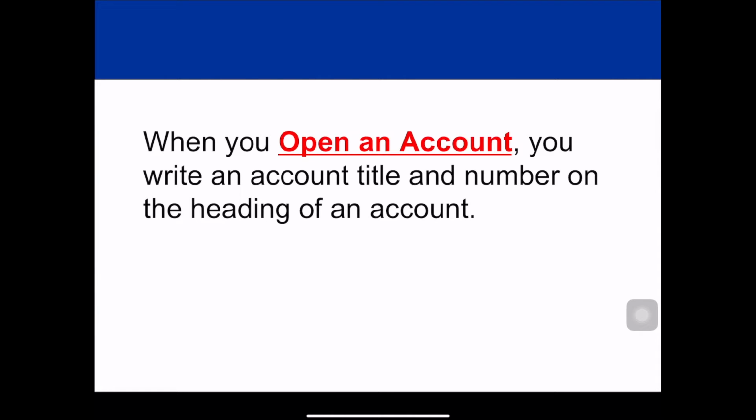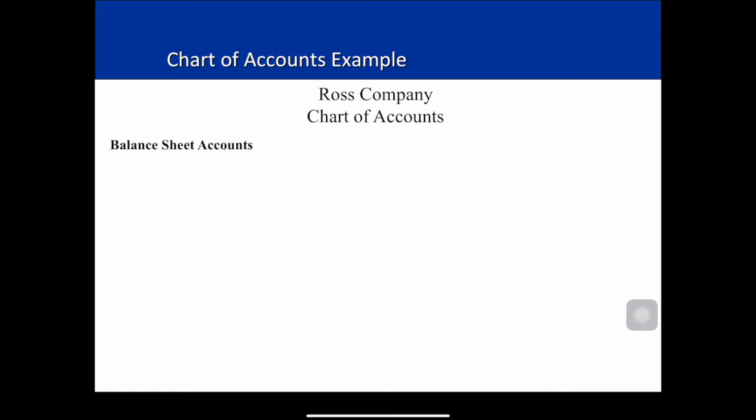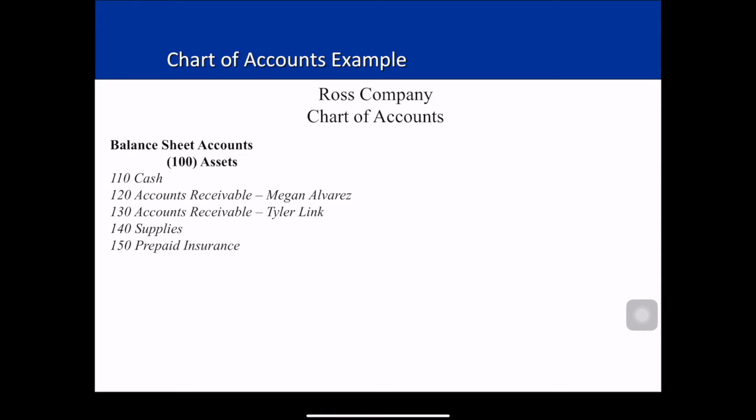When you open an account, you write the account title and the number on the heading of an account. Now we'll just take a quick look at a chart of accounts example. If we were preparing a chart of accounts, we would write the title at the top, the name of the document, our chart of accounts, and then our balance sheet accounts. Remember, our assets would be the hundreds, liabilities would be the 200s, and you can see that with your accounts receivable, they are alphabetized by the individual's last name, where when you get to your liabilities, since it's a business, you alphabetize them by the business name.